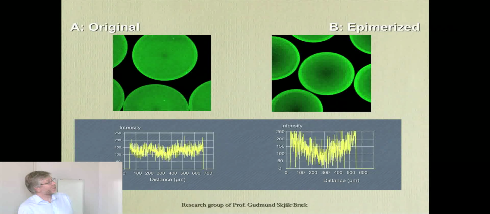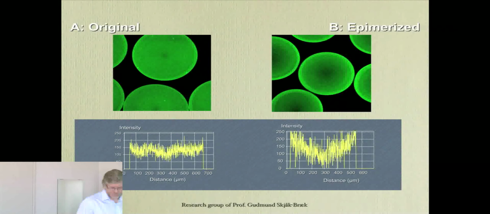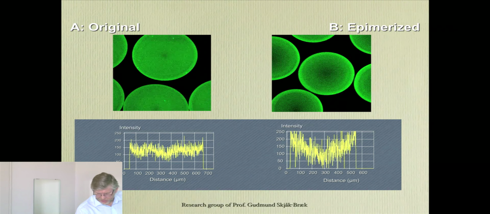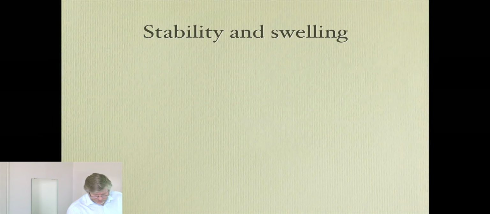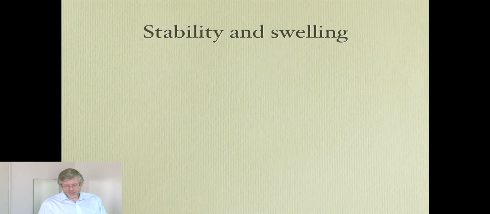Compared to an alginate which has been epimerized a little bit, you can clearly see the gradient, and this is how it looks by measurement. So this is one way to manipulate the alginate and the homogeneity.